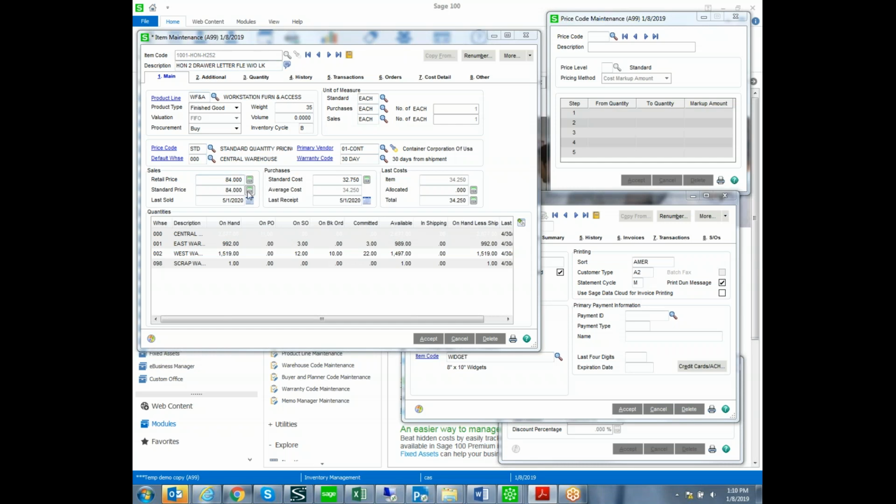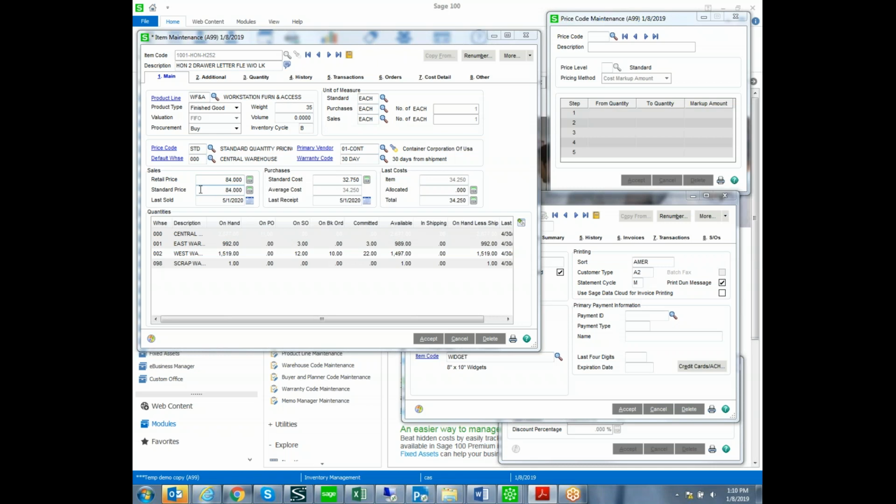On this particular item, the standard price is $84. If you didn't have anything else set up, then the price of the item would be $84 for all customers for all item quantities. Sage ignores the retail price of the item. That can be used for reference or reporting to tell your customers what a great deal they're getting, but it's the standard price that Sage defaults to.